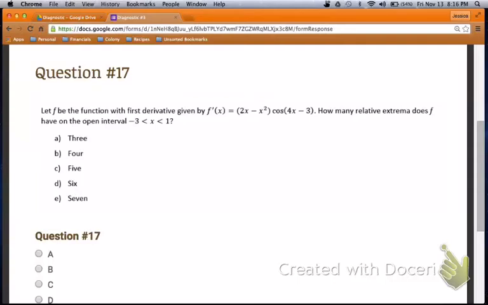Question 17, this is the very last one. It says, let f be the function with first derivative given by this equation. How many relative extrema does f have on the open interval from -3 to 1? So again, this is the first derivative.